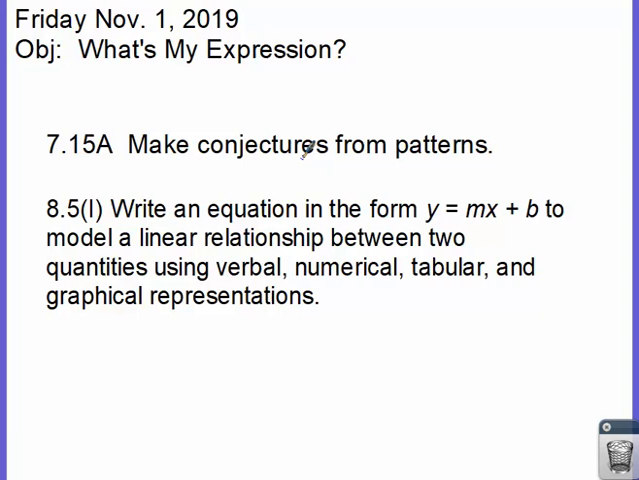Now, the other day we talked about something called BBOA, which was the building blocks of algebra. And here's the standard that talks about why we do that. It says we're going to write an equation in the form of y equals mx plus b. We'll spend a lot of time talking about this today.